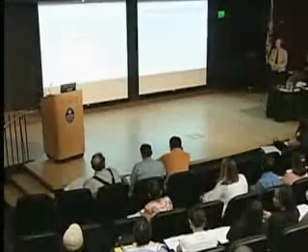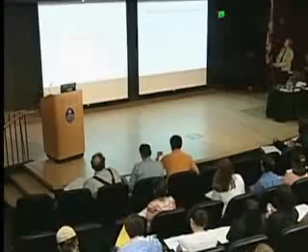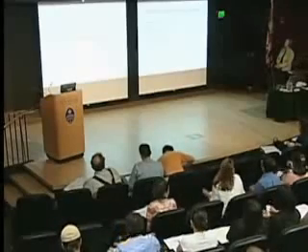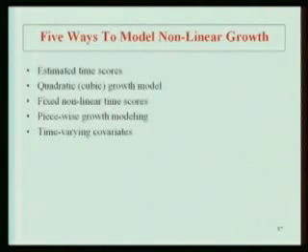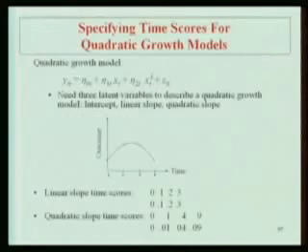Okay, when we ended before lunch, we were talking about estimated time scores. There are 5 ways to model nonlinear growth, and that was one of them. We could also consider fitting a quadratic or a cubic model, fixing the time scores to a nonlinear shape, piecewise growth modeling, which we're going to talk about, or time-varying covariates. So let's briefly take a look at how we would do a quadratic model.